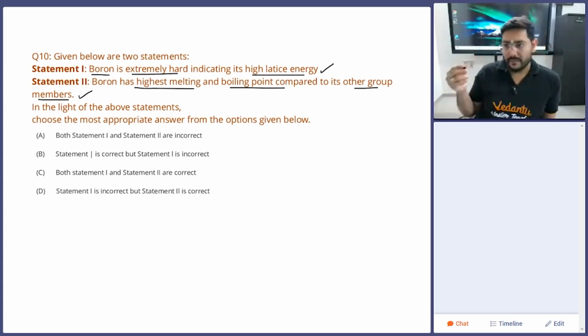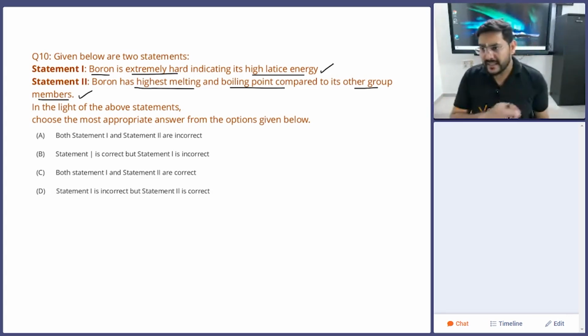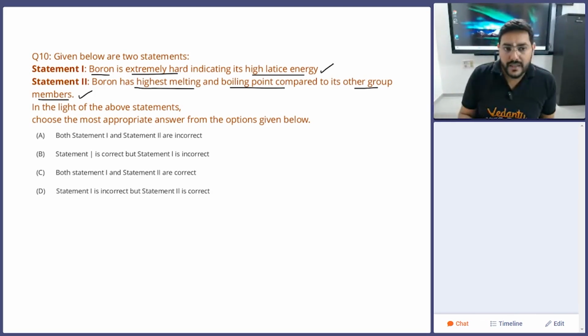It's a p-block question, a 13th group question, basically a 11th class question, and it is clearly mentioned there that boron is extremely hard, indicating its high lattice energy, and boron has the highest melting point and boiling point among the respective group members. So both statements are true, and the right answer is that both statement 1 and 2 are correct. Is this part clear?